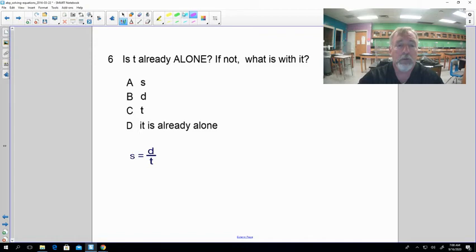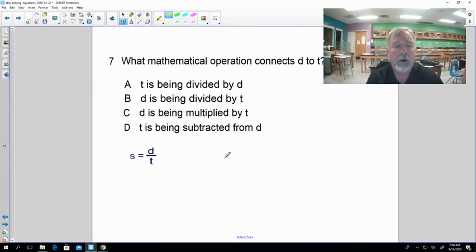So if we look at our equation, is t already alone? No, t is not alone. There's a d with it. All right. So we know we've got to do something. The second part is, we have to identify how that d is related to the t. What do we see? d is being divided by t here. Right? d is being divided by t here.